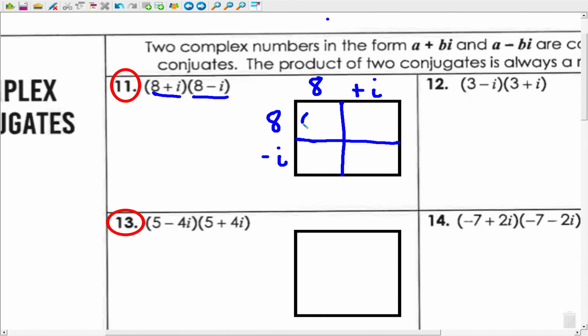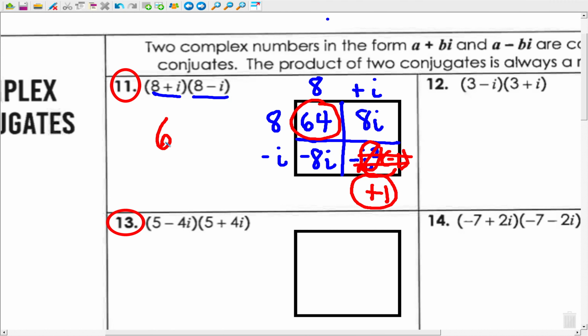All right, let's multiply to get in the box. This becomes 64. This becomes a negative 8i. And this up here is a positive 8i. At the bottom, you're going to have negative i squared. Remember, when we simplify, the i squared becomes negative 1. And negative 1 times negative 1 is a positive 1. So this bottom box here is simply positive 1. This is 64. And 64 plus 1 is 65.